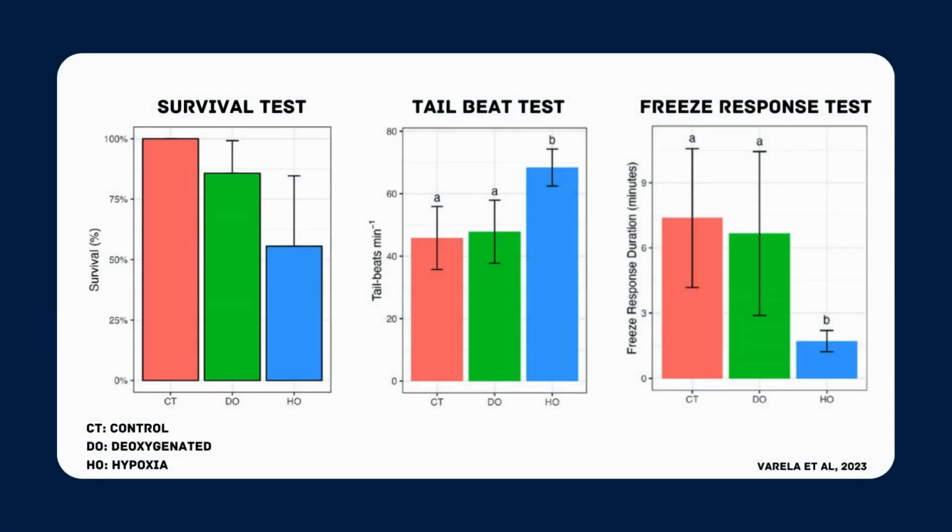Based on the results, embryos were severely impacted by hypoxic water conditions. In each test, individuals from the hypoxic tank were worse off than embryos in other treatments, as seen in the graphs from Varela et al. Here, different letters over the standard deviation bars indicate significant differences.